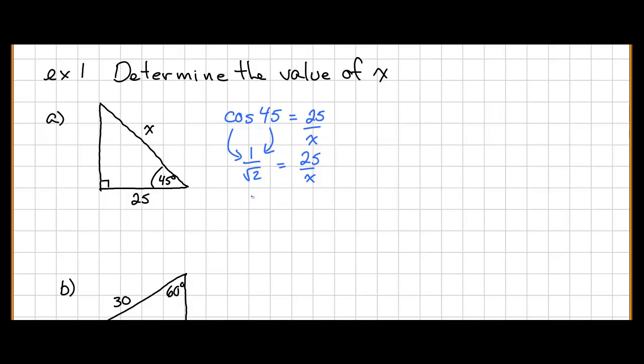And that's going to give me x times 1 and 25 root 2. And there you have it. That's the value of x in exact form. Okay, no need to plug it into the calculator, no need to get a decimal.